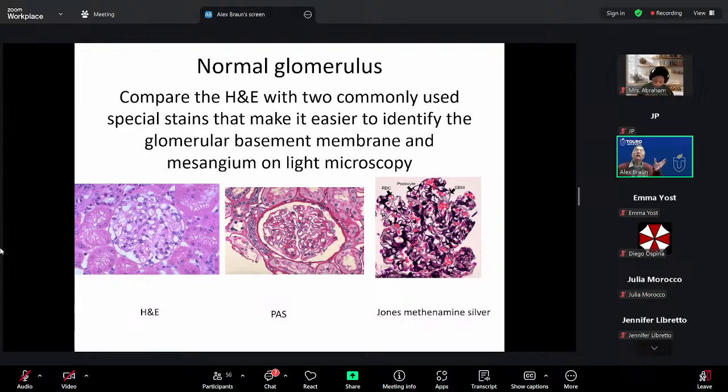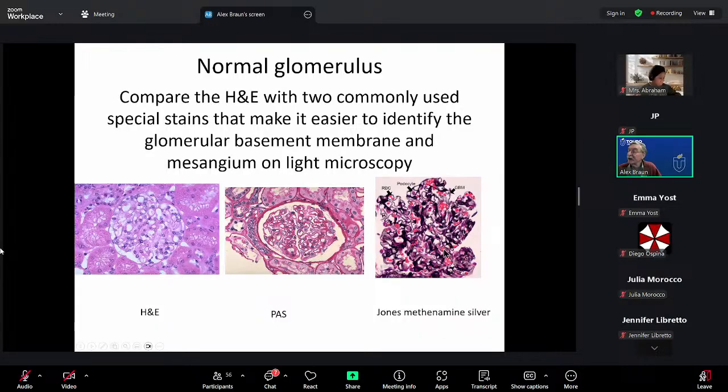Now, we don't need to know too much about that, but in real life, when people do kidney biopsies for kidney diseases, including glomerular diseases, pathologists will do special stains to get a better look at the morphology of the glomerulus. So that's why it's important to know a little bit about them. If you compare this picture of PAS with the H&E, you see some details which you cannot see easily on H&E.